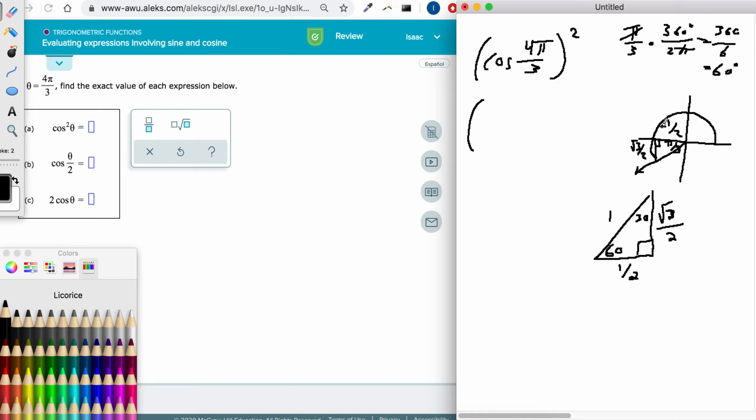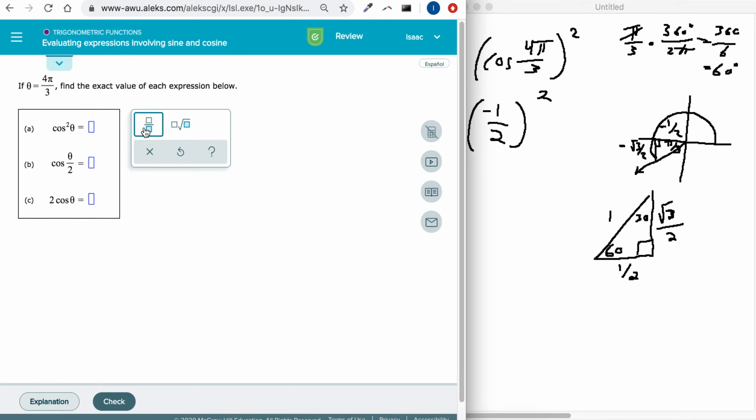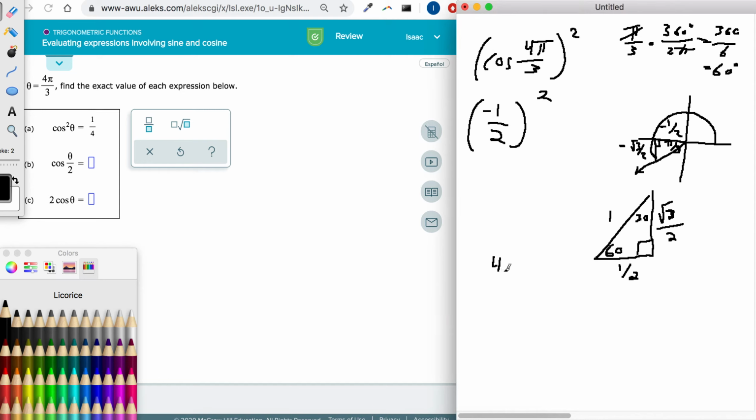So cosine 4 pi over 3, that's a negative 1/2, and that's a negative square root of 3 over 2, because we went to the left on the x-axis, almost forgot that. Then we went down on the y-axis, okay? So cosine 4 pi over 3 is negative 1/2 divided by 1, because it's adjacent divided by hypotenuse. And then if we square that, that's positive 1/4. You could have done it the same way with a calculator if you know how to convert from decimals to fractions, okay?